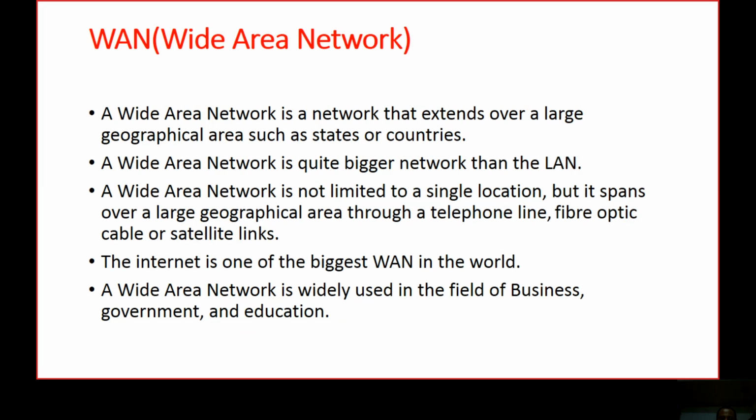Another type of network is WAN. WAN stands for Wide Area Network. A wide area network is a network that extends over a large geographical area such as states, countries, even a continent. It is a quite bigger network than a LAN. A wide area network is not limited to a single location, but it spans a large geographical area through telephone line, fiber optic cable, or satellite links. The internet is a very good example of WAN.